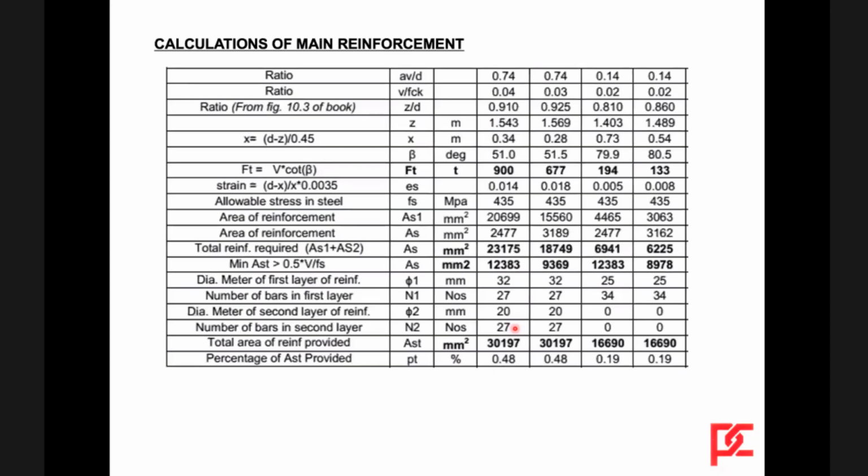Then calculation of the main reinforcement. These are the various steps given in IRC 112 that we have used, and we have arrived at a reinforcement of 30,197 in this direction, 16,690 in this direction, with a percentage of 0.48% in one direction and 0.19% in the other.